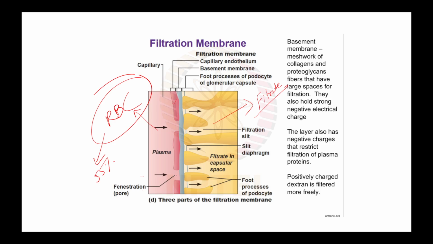The rate at which the filtration is happening is called the glomerular filtration rate, GFR. Per minute about 125 ml of plasma is filtered, so that is called the glomerular filtration rate. Also, because of the negative charge, large protein molecules are unable to pass in any case, and because of their size also, the permeability of those large proteins for getting filtered is very low. Positively charged dextran is filtered more freely.